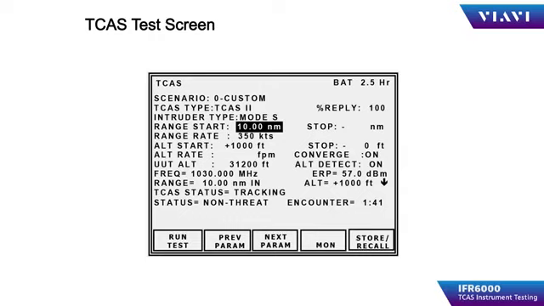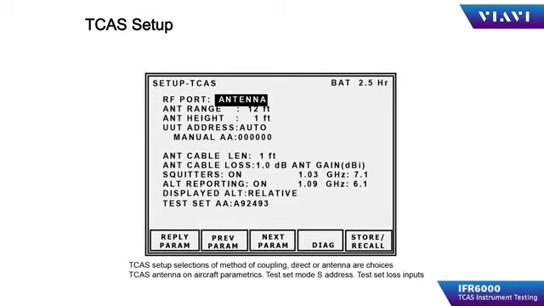The TCAS test or operation screen is where the operator can configure the physical parameters of the simulated target, such as start distance, altitude, altitude rate, and velocity. It also provides the basic measurements of the TCAS being tested, such as frequency, power level, and whether the target is being tracked. Pressing the next parameter or previous parameter soft key will move the cursor to the next or previous operator input.